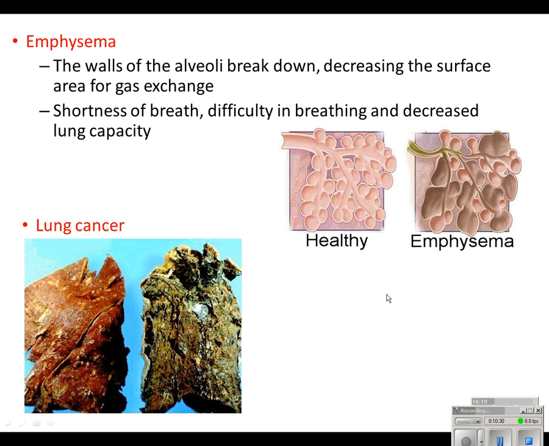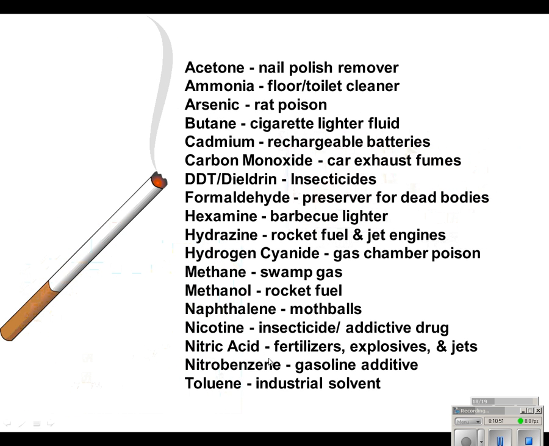And then we'll talk about lung cancer. This is what happens to a lung when there's lung cancer. We've talked about cancer before as being very aggressive, uncontrolled cell growth. The lung is going to start breaking down because those bad cells are going to take over. And a lot of those diseases, emphysema and lung cancer especially, are attributed to smoking.